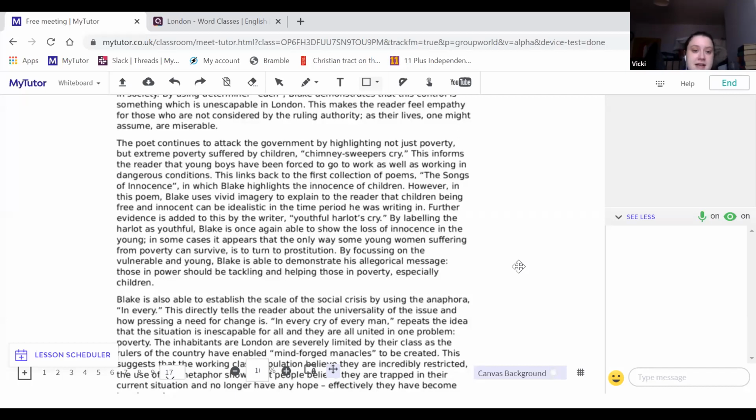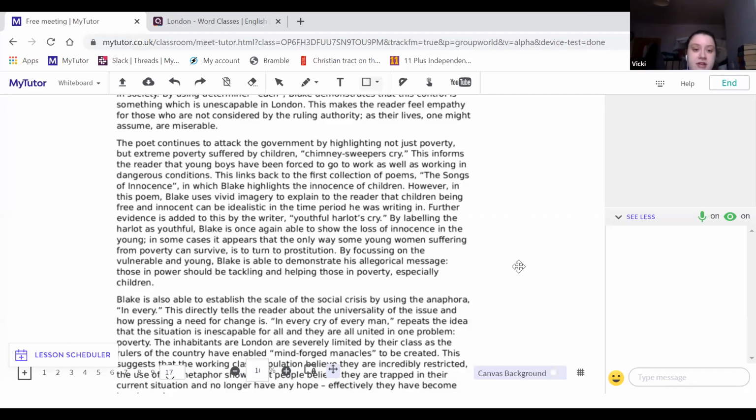Right, further evidence is added to this by the writer in "Youthful Harlot's Cry". By labelling the harlot as youthful, Blake is once again able to show the loss of innocence in the young. In some cases, it appears that the only way some young women suffering from poverty can survive is to turn to prostitution. So that's an inference, and I'm being tentative with it. So I'm saying it appears, but it might not be, essentially.